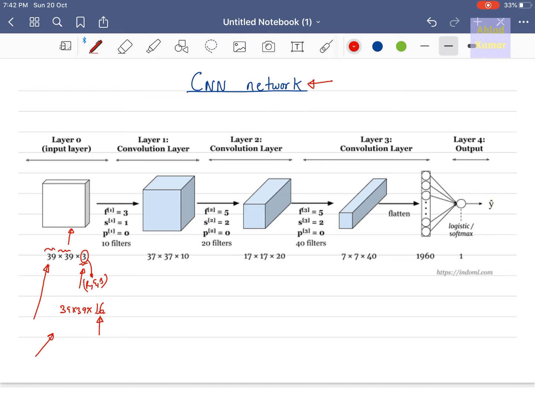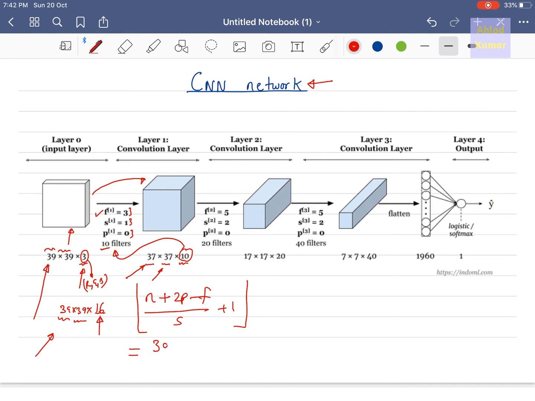So if it is 16, then it means it has 16 channels or 16 bands of size 39 cross 39 image dimension. When we do the convolution with a filter of size 3 cross 3 and stride of 1 and padding 0, and we are using 10 filters, the transformation of this to this volume will become 37 cross 37 cross 10. This 10 is coming because we are using 10 filters in this particular layer, and this 37 and 37 are coming from the formula that we use, which is the ceiling of (n plus 2p minus f) over stride, plus 1. When you use this formula here, n is 39, there is no padding, the filter size is 3, and the stride is also 1, and then you add 1 over here.